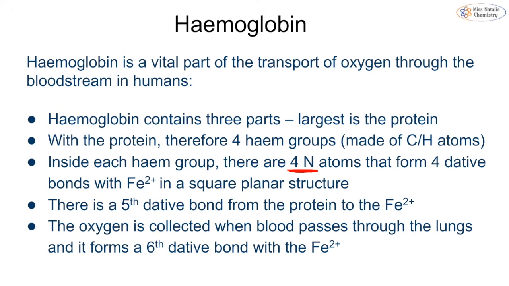And these 4 nitrogens form 4 dative bonds with the iron in a square planar structure. There is a 5th dative bond from the protein to the iron, and then we can form a 6th dative bond with the oxygen. And that is what allows the oxygen to be carried throughout your body in the blood. So that 6th dative bond that forms with the haemoglobin acts as the oxygen carrier.